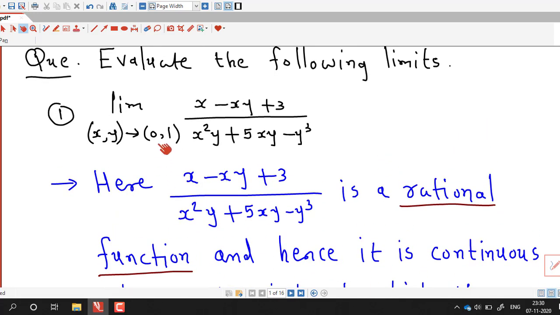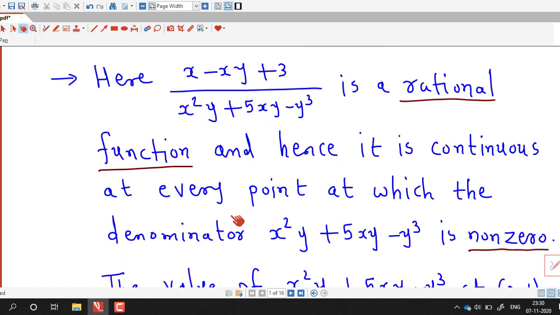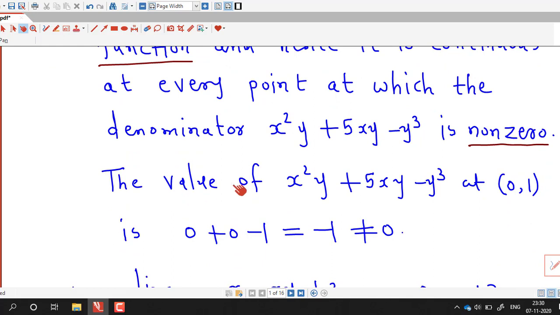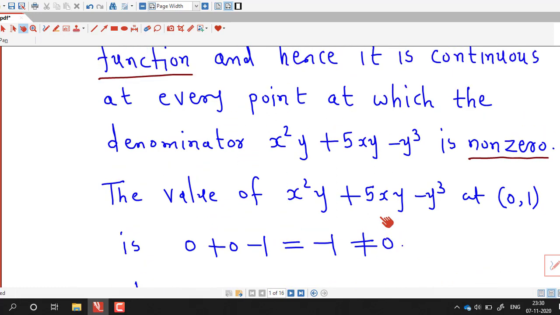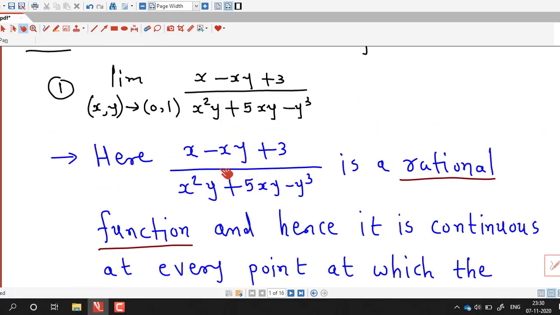And we want to find the limit at the point (0, 1). So we can check whether this denominator is 0 or non-zero at this point. For that we put x equal to 0 and y equal to 1, and we obtain that the value of this denominator at the point (0, 1) is 0 plus 0 minus 1, which is equal to minus 1, which is non-zero. That means this rational function is continuous at the point (0, 1). So because it is continuous at this point, the value of this limit can be obtained directly by putting the ordered pair (0, 1) into this function.